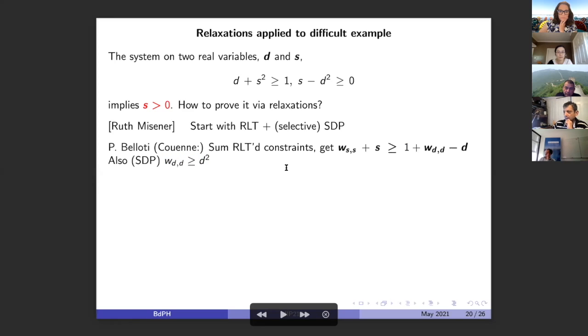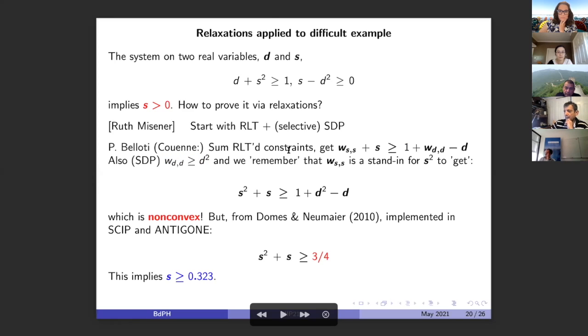Now we remember that WSS is a stand-in for S square. If you were to make that observation, then you would observe this. You, meaning there's some line in your code that observes that this quadratic inequality holds, which is non-convex.